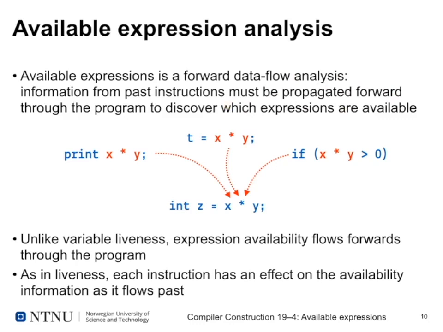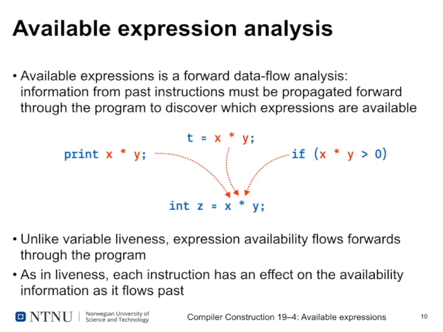So for example, we have a program that contains several expressions consisting of x times y, like that one, this one here, and this one here. And so if we have this final instruction here, int z equals x times y, we need to know if any of these, and if yes, which of these is actually available at that program point. So unlike variable liveness, expression availability flows forward throughout the program.